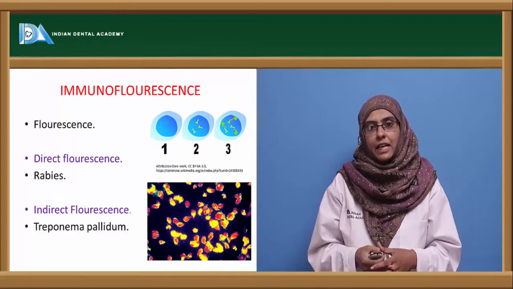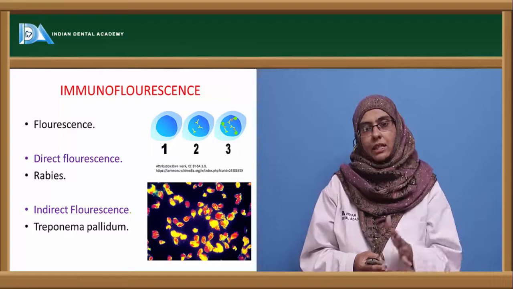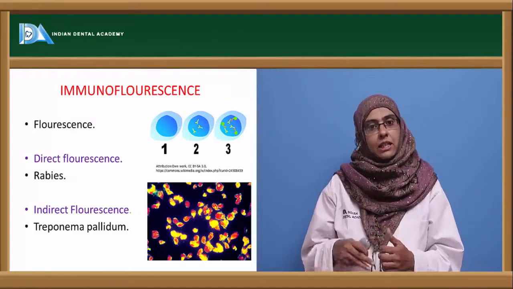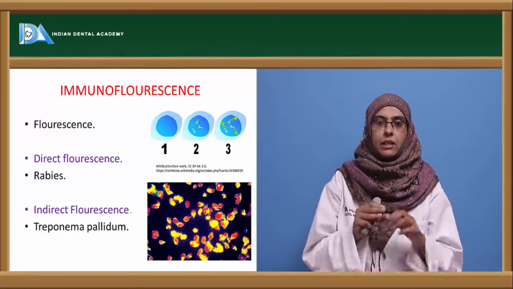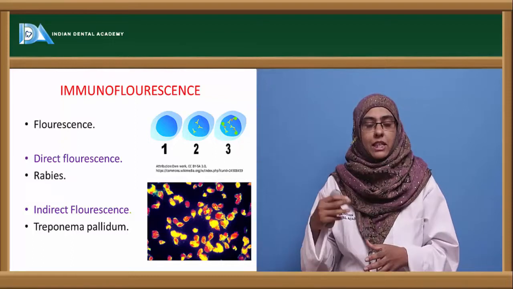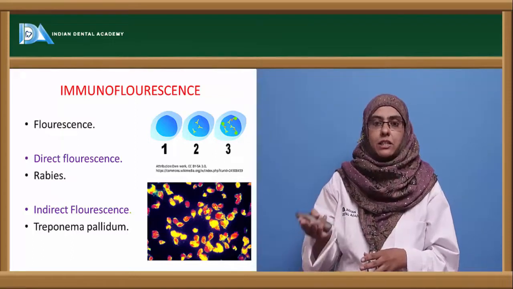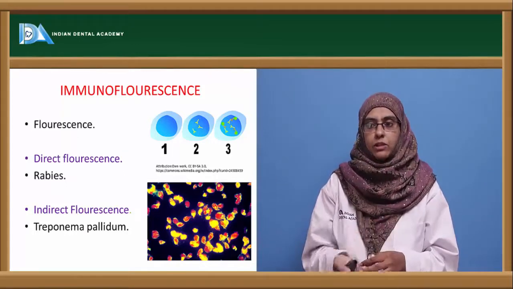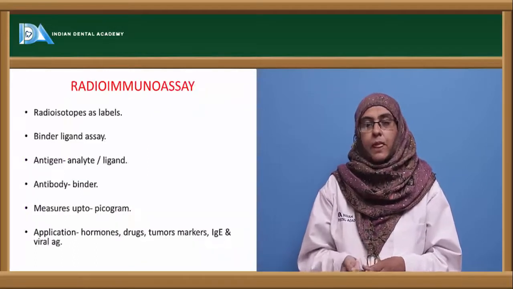So it is called an indirect fluorescence because the antibody that is directly interacting with the antigen is not conjugated with the fluorescent dye, but it is rather the antibody against the antibody that has interacted with the antigen. So there is a second antibody that has been conjugated, and this second antibody has a receptor for the Fc portion of the primary antibody. So that is called the indirect fluorescence used to detect Treponema pallidum.